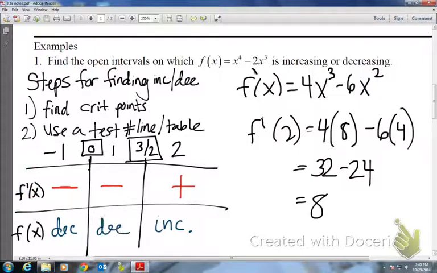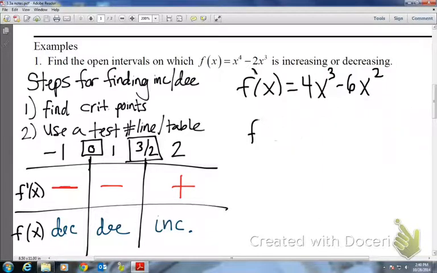Alright, so we have our intervals of increasing, decreasing. Now we just have to actually write them out as a solution. So here's how we're going to write our answer. It says find the open intervals on which it is increasing or decreasing. So increasing, all right, this is the only interval right here where it's increasing. So it starts at 3/2, because that's my critical point. It starts at 3/2 and it goes to infinity.